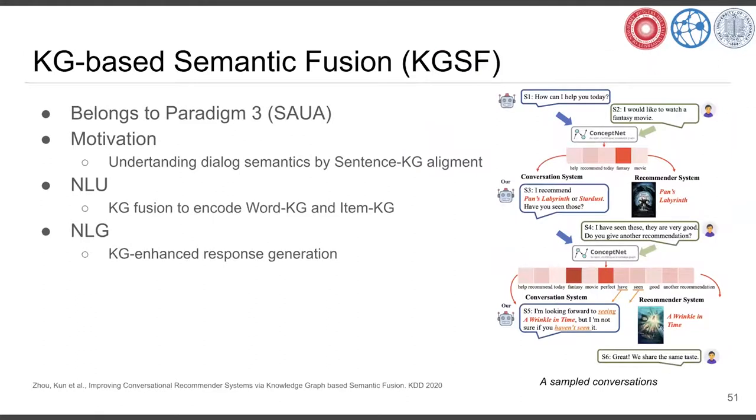Another work, which also appeared in KDD this year, adopts an external knowledge graph to facilitate understanding the semantic similarity between the item attributes and the user response. It also belongs to paradigm three, where the user can actively provide a response. By the knowledge graph alignment, it assumes the user is able to provide useful context. One highlight of this work is that it considers two separate knowledge graphs, where one saves the relations between the words that appear in the conversational utterance, and another saves the heterogeneous item-related metadata.